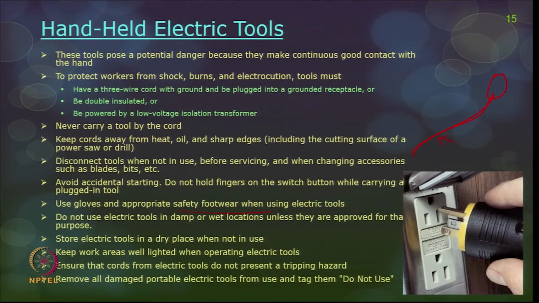Do not use electrical tools in damp or wet locations because they will accelerate the hazard with electricity. Store electrical tools in a dry place when not in use, and always use proper lighting when you are working on electrical tools. Ensure that cords from electrical tools do not present a tripping hazard, and when a damaged tool is kept there, put a tag, do not use, or at least give a warning that it is damaged, so that people are not getting in with those hazards.